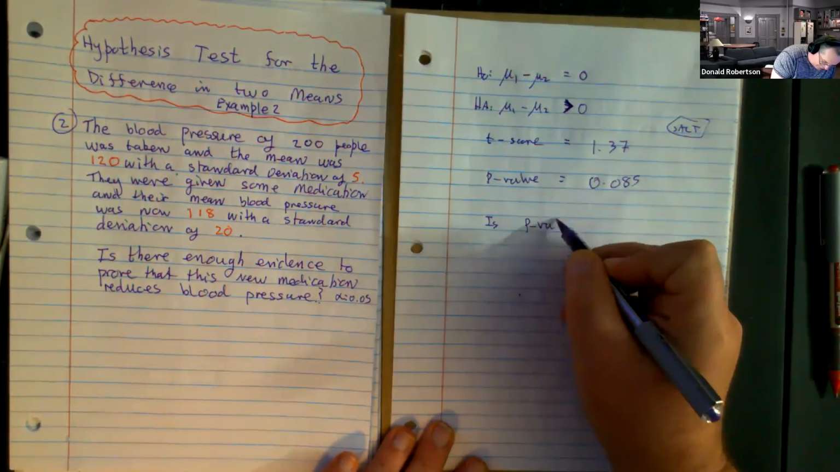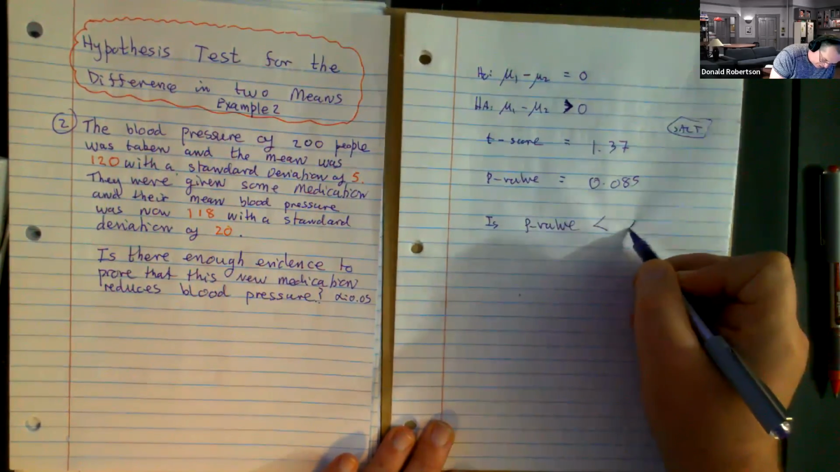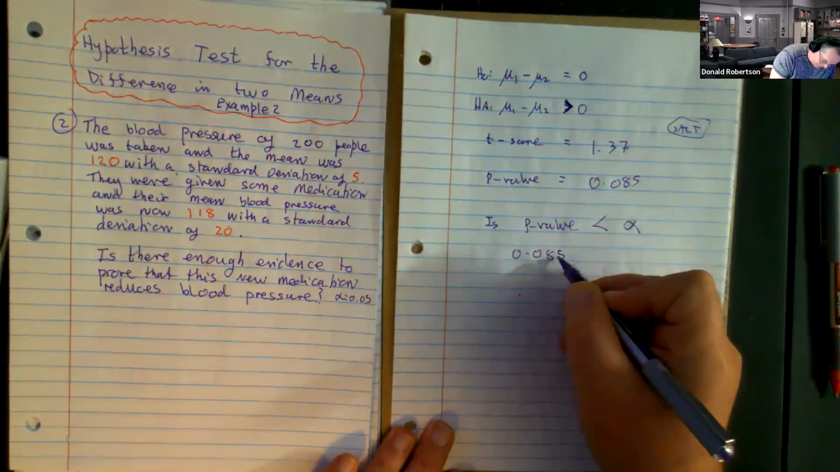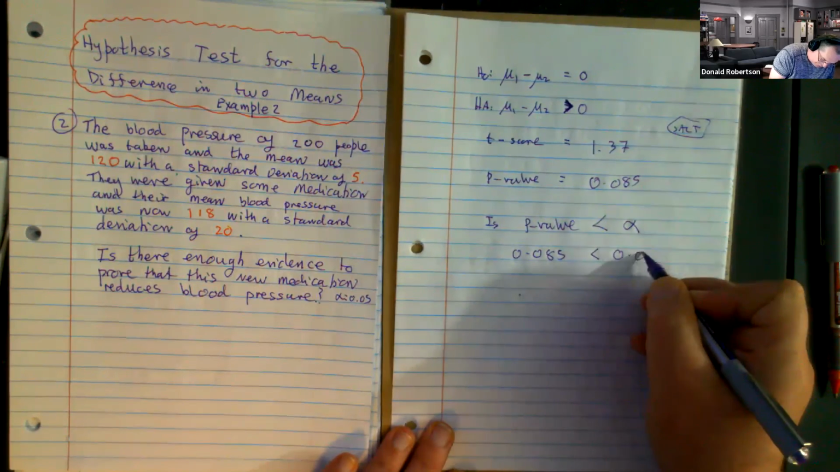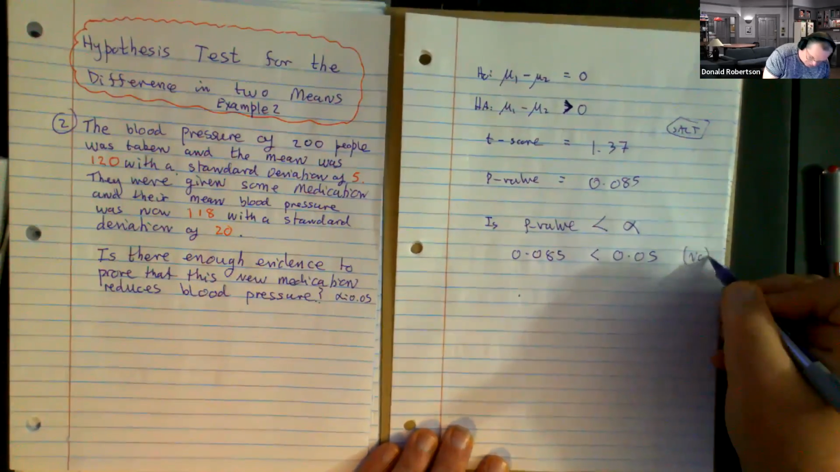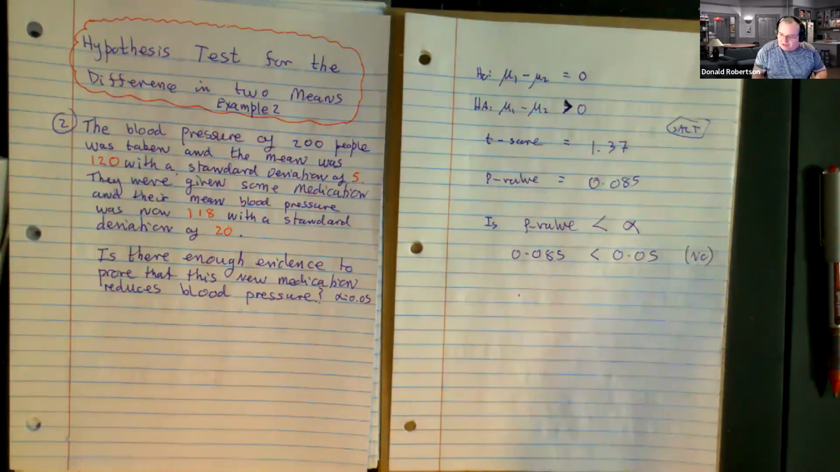Is our p-value less than alpha? Is our 0.085 less than 0.05? Yes or no? Is that true? No. And when it's no, don't we get the various ways of phrasing that? One way would be not enough evidence to reject the null hypothesis. Couldn't we also say there's not enough evidence to prove that the new medication does any different, right? It doesn't help.